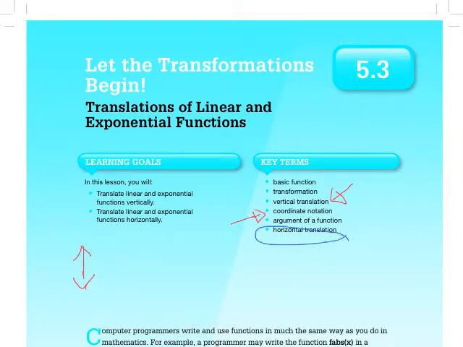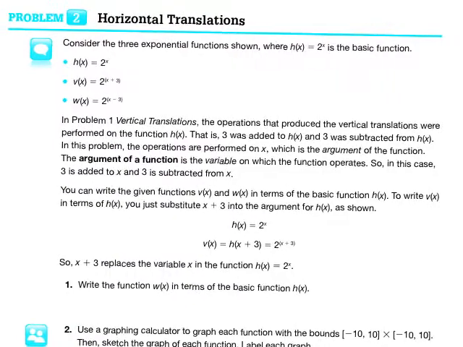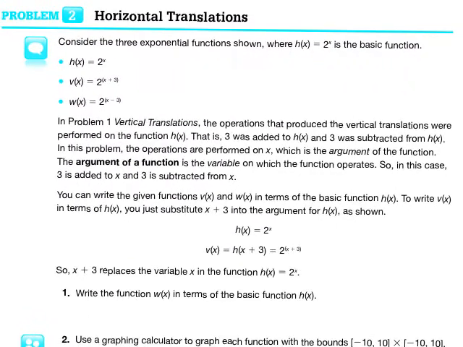So take your book out and go to page 319. All right, page 319, here we go. Horizontal translations. This is going to be part of your lesson for the weekend, to get you ready for your Chapter 5 exam on exponential functions.